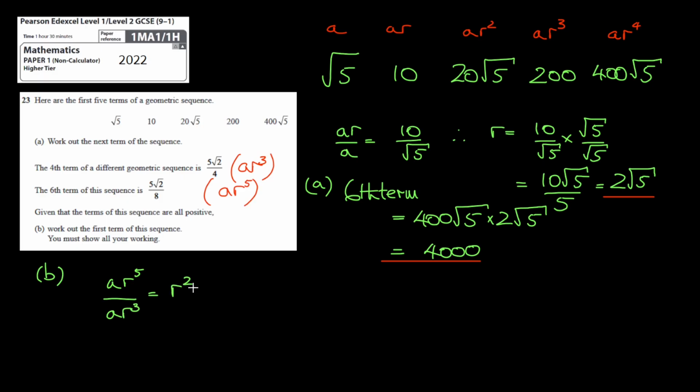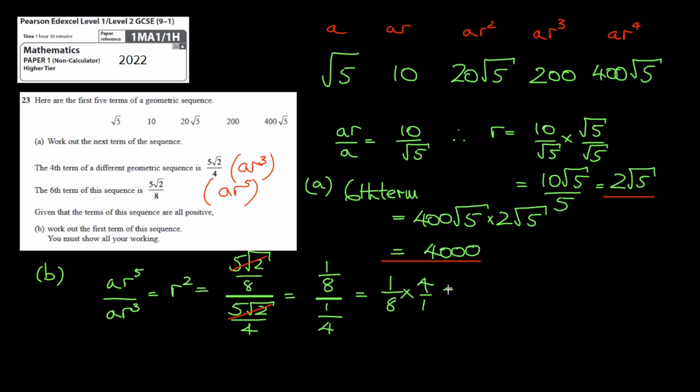which is equal to R squared, is equal to this guy, which is 5 root 2 divided by 8, big divide, 5 root 2 divided by 4. These 2 terms will cancel, and we're left with 1 over 8 divided by 1 over 4. And this is equal to 1 over 8 multiplied by 4 over 1, and that's equal to a half. Remember, that's R squared. Therefore, R is equal to 1 over root 2.